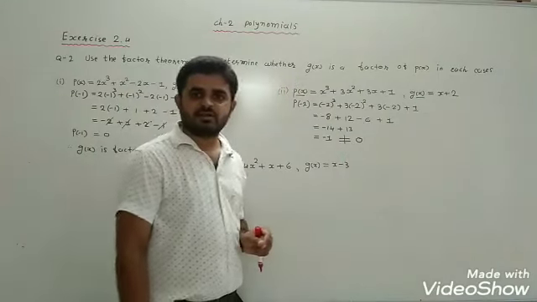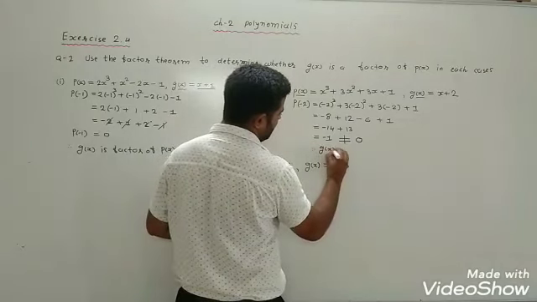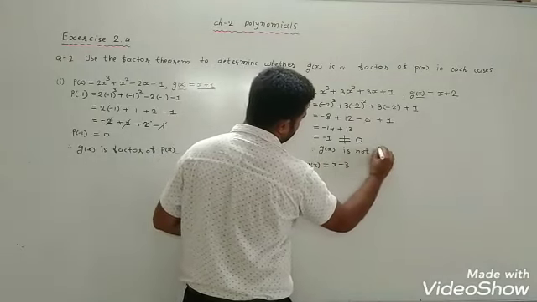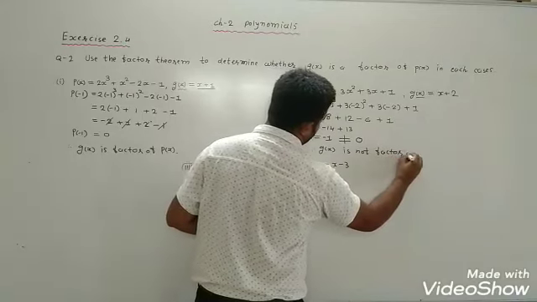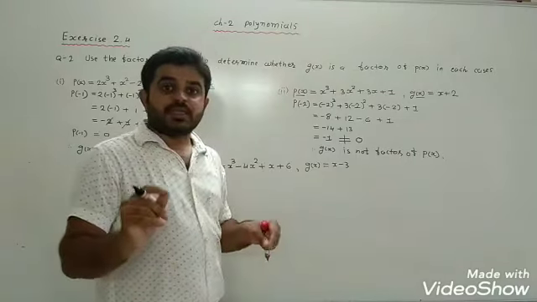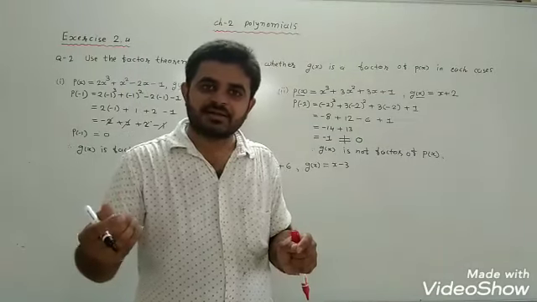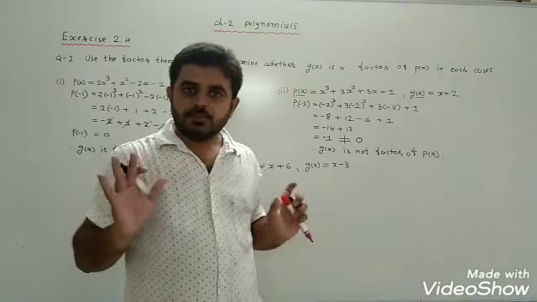The remainder is not 0. So we can say that g of x is not a factor of p of x. Okay, if remainder is 0, then it is a factor, otherwise it is not a factor.